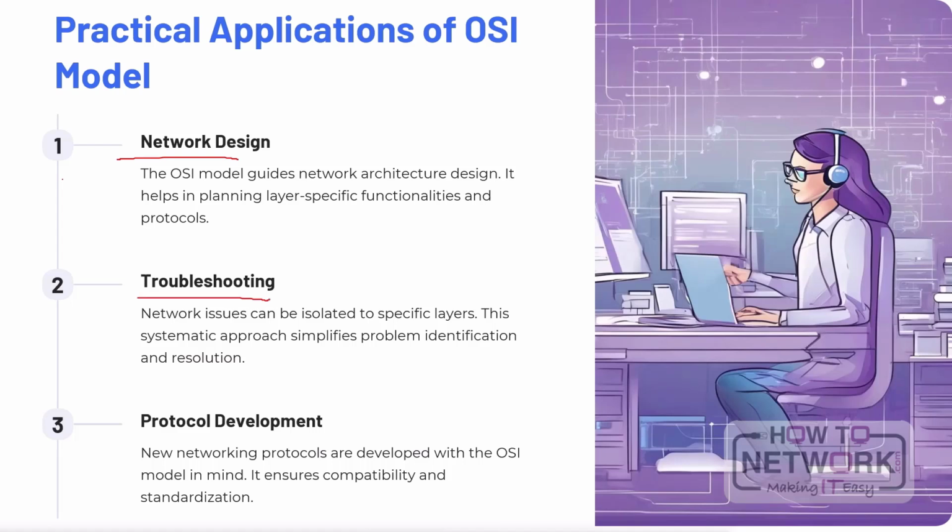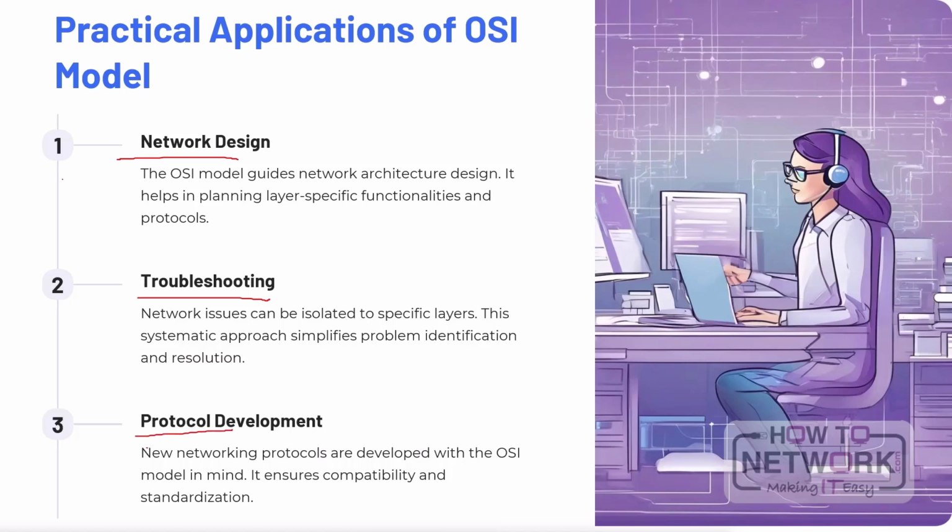Then you have troubleshooting. When network issues arise, the OSI model provides a structured approach to troubleshooting. By identifying the layer responsible for the issue, network administrators can pinpoint the root cause and apply the appropriate solutions. For example, if data transmission is failing, the issue could be in the physical layer, such as a faulty cable or a loose connection. Alternatively, if communication between two devices is disrupted, the issue might be in the network layer, such as a misconfigured router or a network connectivity problem.